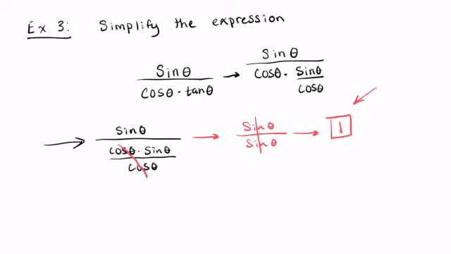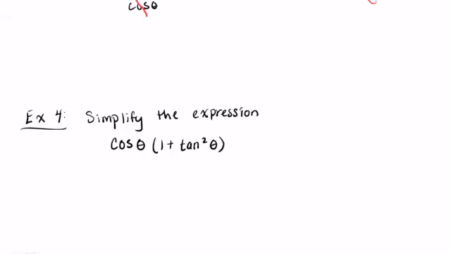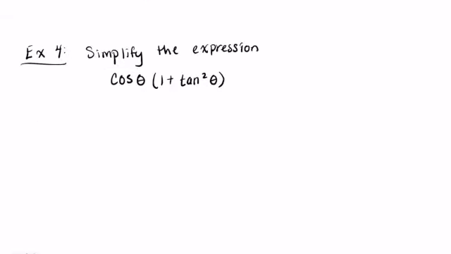We got our answer simplified. We went from big to something small. We have simplified our expression. So let's look at one more example. Simplify this expression. Now, normally, a lot of my inclination is going to be, okay, well, I could distribute that cosine, yada, yada, yada. I don't want to do that here.